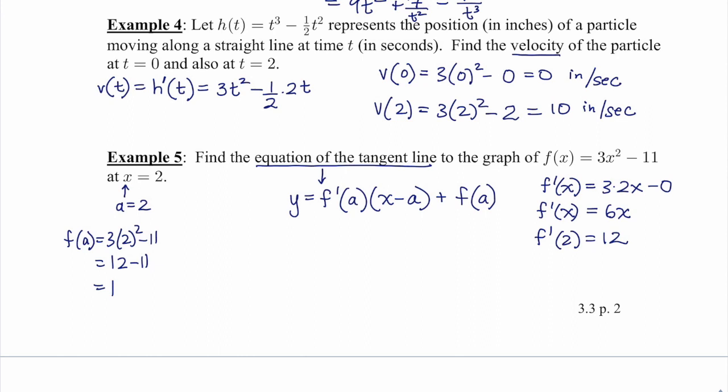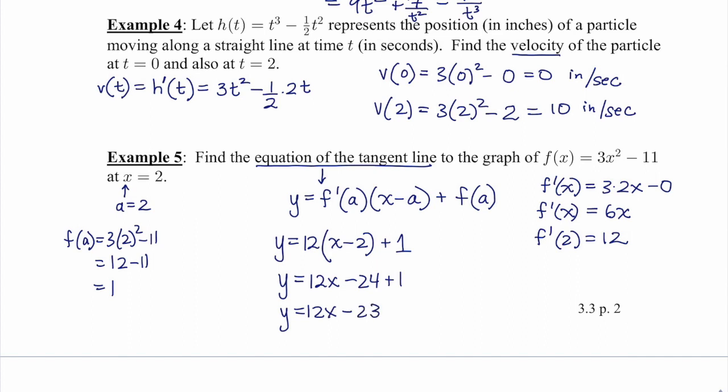So the equation of the tangent line will be y equals 12 will be the slope, x minus 2 plus 1. And if we want to, we can rewrite that as y equals 12x minus 24, and then plus 1, so y equals 12x minus 23. So I would say, why don't you grab your calculator and let's plot the function and the tangent line and make sure it looks the way we want it to look.